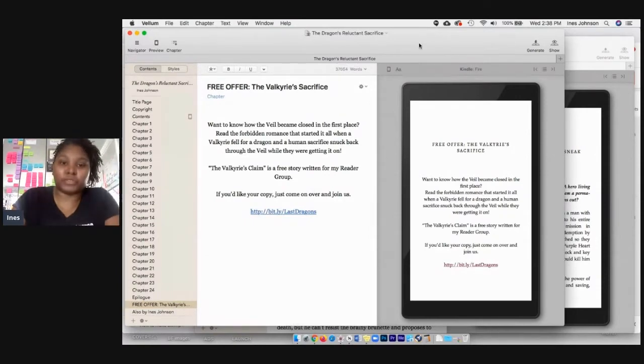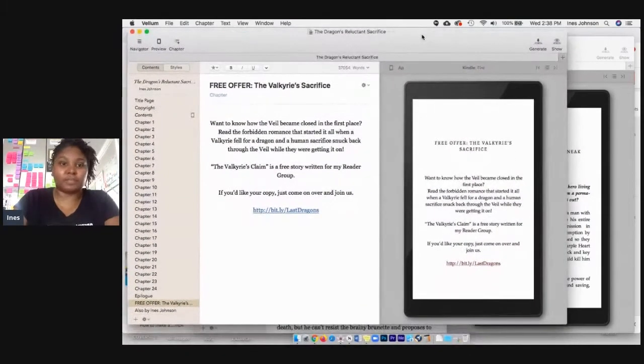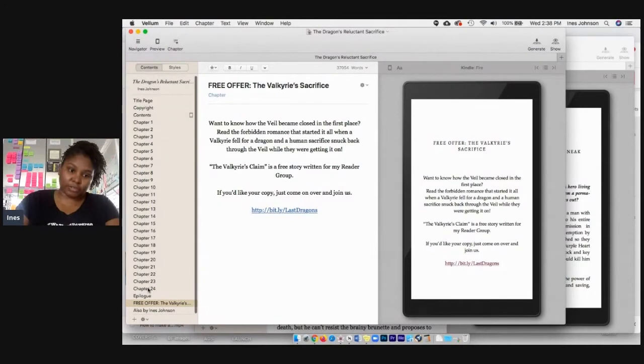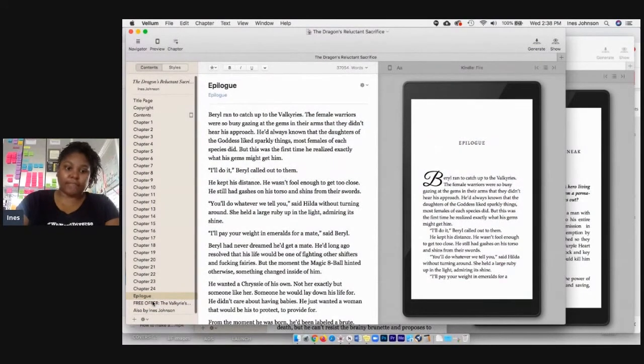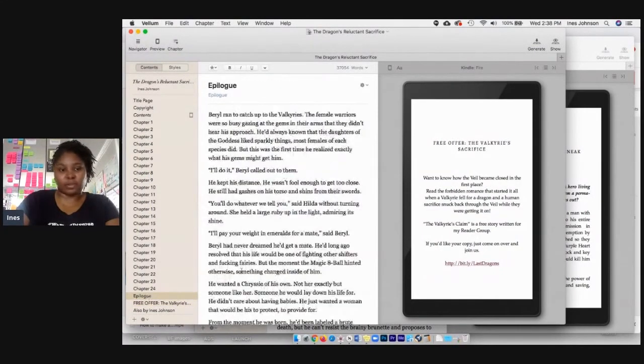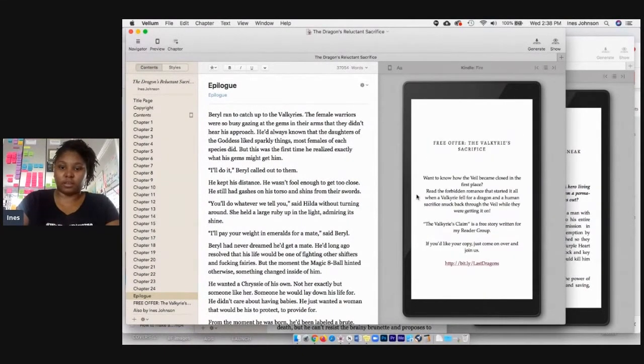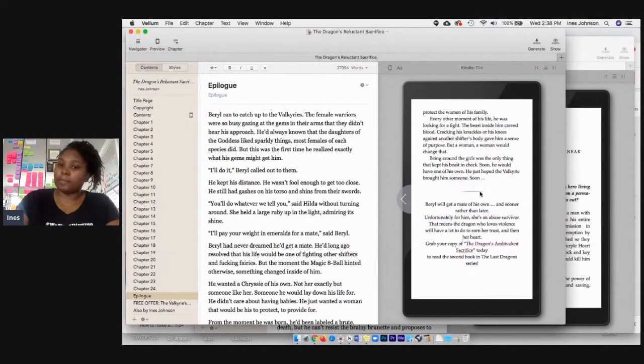So this is my book, The Dragon's Reluctant Sacrifice. I'm in Vellum. This is where I format all of my books. You can see these are all of my chapters. They finish the epilogue, and they've come to the very end of the book. This is what it looks like for an e-reader. This little line here would be the end of the book, but you see I don't write the end.